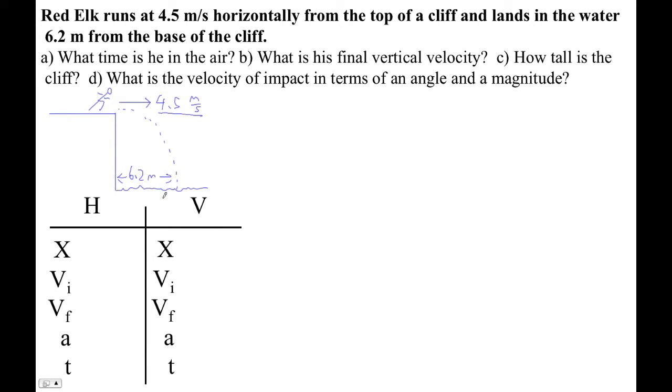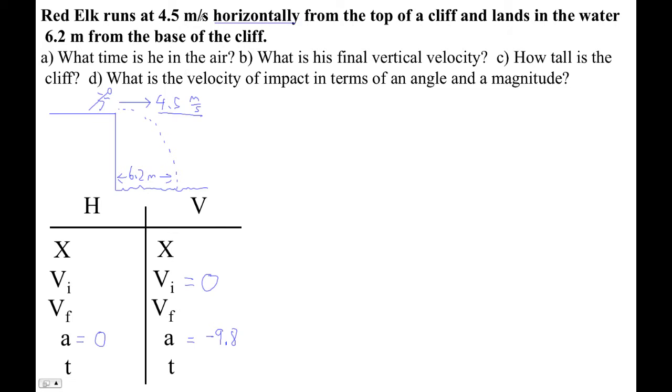Let's see what this does here. Okay, now, in any cliff problem, there is no acceleration horizontally. There's always gravity acting vertically, right? Because he's running horizontally, I'm going to say that the initial vertical velocity is 0. That makes it a cliff problem right there. All cliff problems will be like that. There must be something else we know.